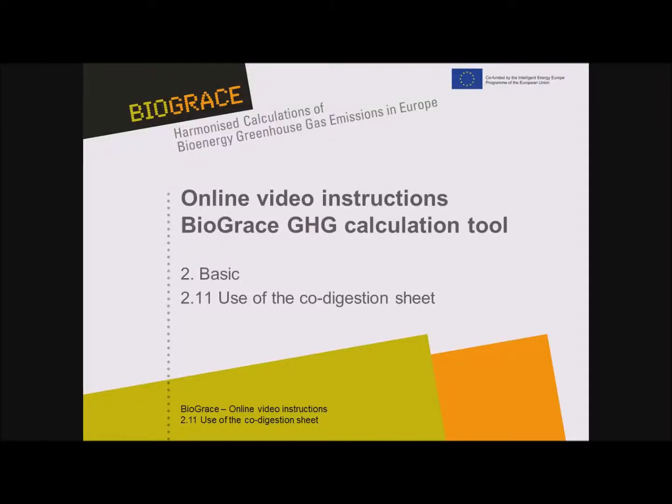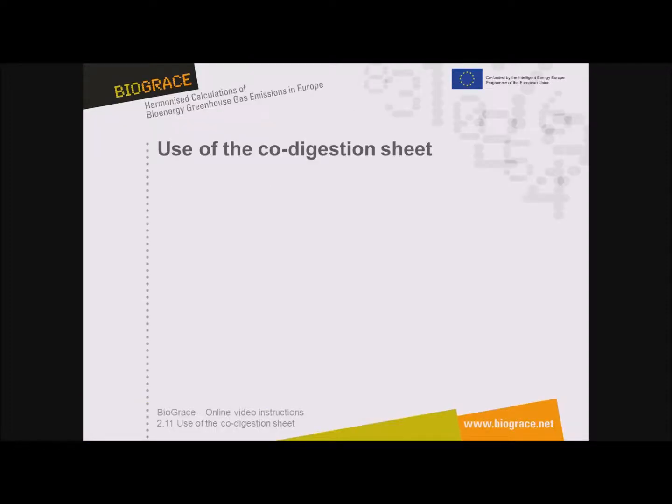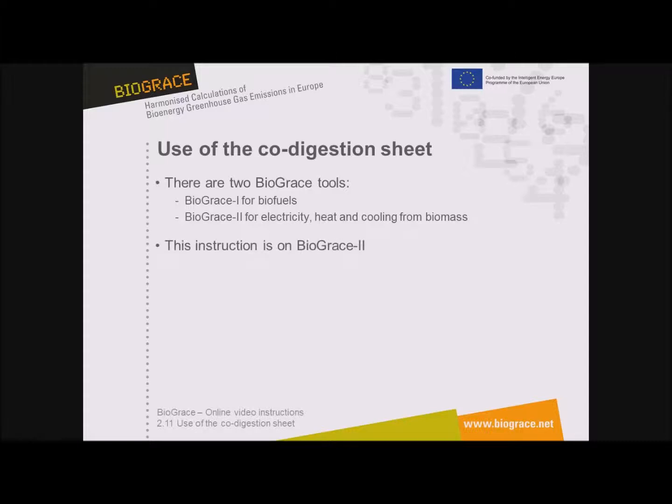This video is part of a series of video instructions on the BioGrace greenhouse gas calculation tool. This is instruction 2.11, use of the co-digestion sheets. Actually, there are two BioGrace tools. There's BioGrace 1 for biofuels and BioGrace 2 for electricity, heat and cooling from biomass. This instruction is on the use of the co-digestion sheets of the BioGrace 2 Excel tool.